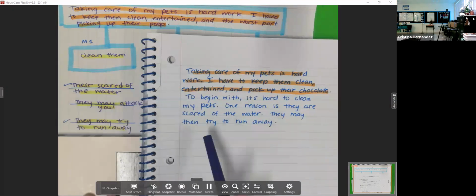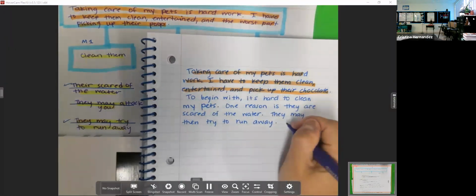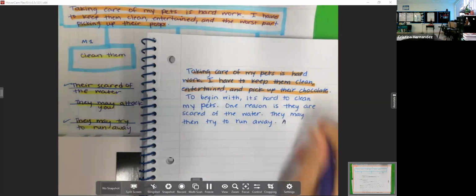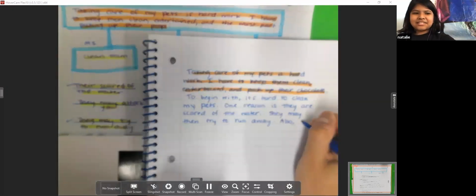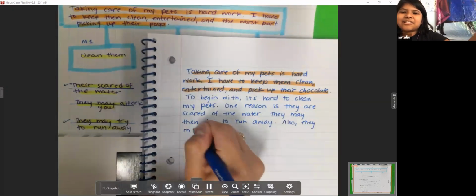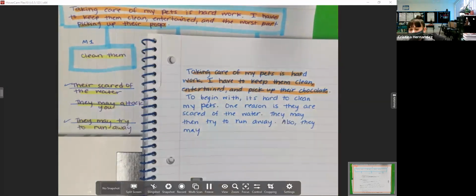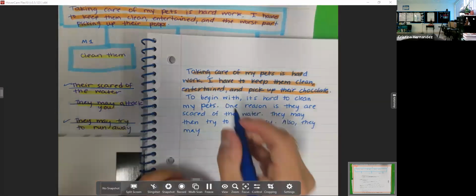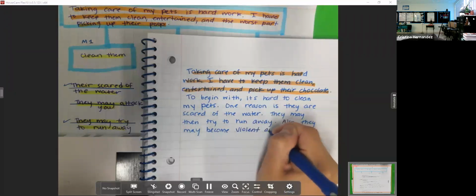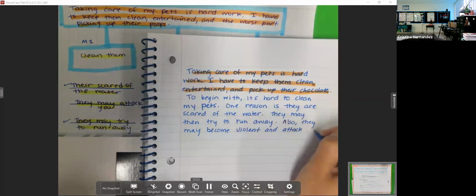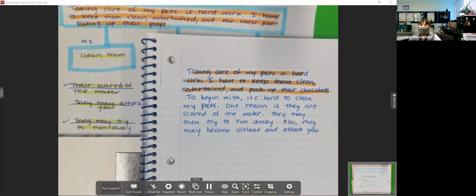So let's see, they may then try to run away. I guess you gotta use, they may attack you. Also, I'm using a different pen. I'm using blue. Also, Miss Hernandez, can we include headings in here? I would not include headings, just because you don't have a lot of room. That's the only reason why I would not include headings. They may become, we'll say, violent and attack you. They may become violent and attack you.